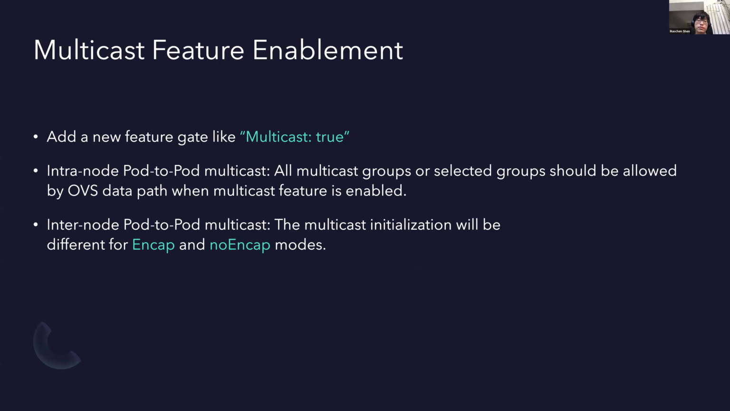We want to add a new feature gate, like Multicast: true, to enable multicast traffic inside the node and across nodes. The default value will be false. When this feature is enabled, all multicast groups will be allowed by the OVS datapath for pod-to-pod traffic. For inter-node pod-to-pod multicast, the implementation will be different for encap and no-encap mode, and the details will be given in the following pages.